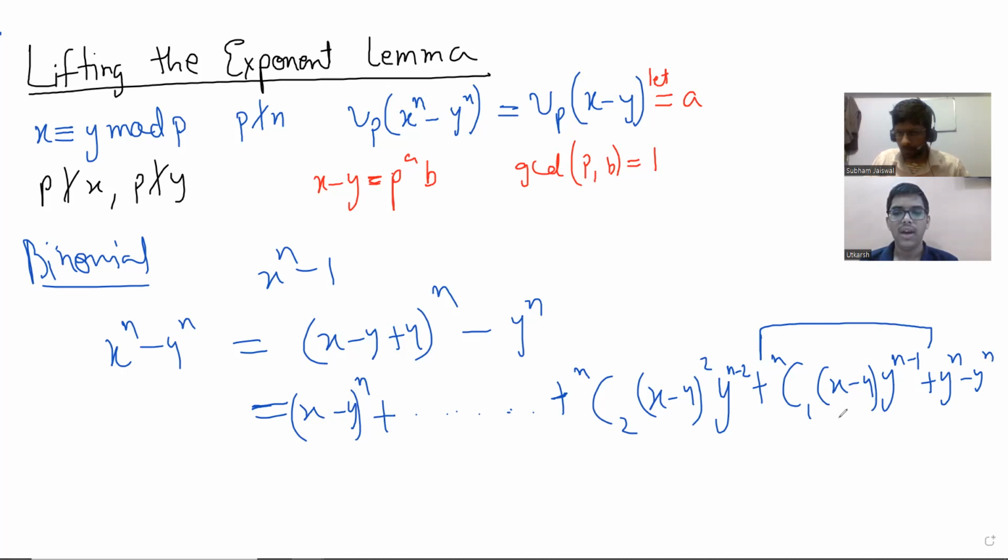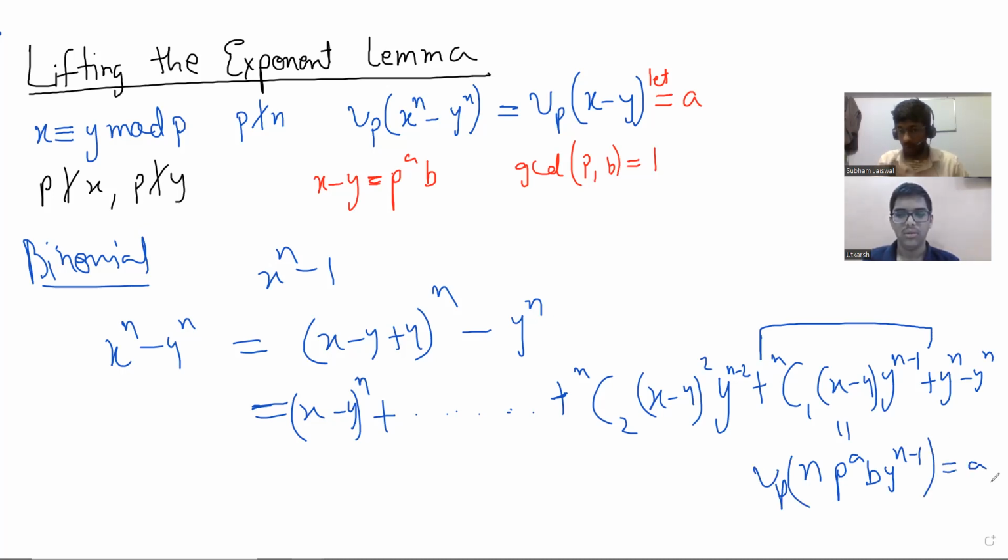Over here, x minus y has some greatest power of p, that is a. And y raised to power n minus 1: p does not divide y, so that has no power of p. And p also does not divide n, so that also does not have any power of p. So the greatest power of p in this whole expression will be a only.